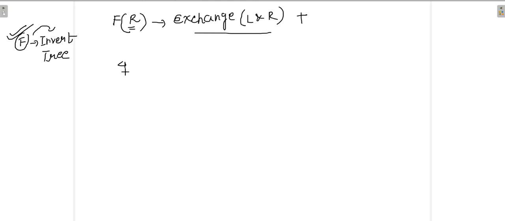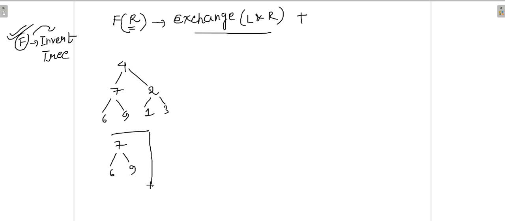Suppose I am having this as my tree, 4 2 7, 1 3. Let us write the changed state of the tree. What we have achieved: 7 6 9, and 2 was here, 1 and 3 was here, right? So we are now left to individually invert this set of subtrees. These two individual entities, the left and right subtrees, now need to be inverted.